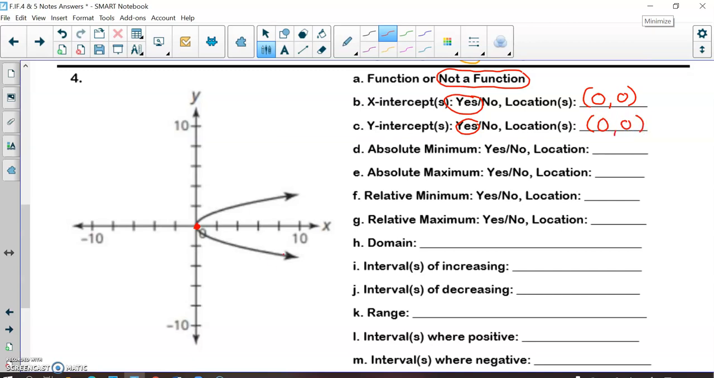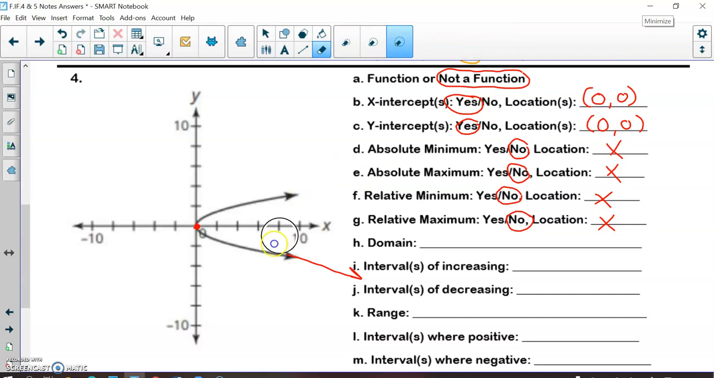Absolute minimum, there is none because this graph is going to get wider and wider and wider, up and up and up and down and down and down forever. Absolute maximum, there also is none. Relative minimum, there's none. Relative maximum, there's none. There are no peaks or dips in this graph, so that's what we mean by relative maximum and minimum. Now in my domain, I start at 0, and that includes 0, so I'm going to use a bracket, and it goes all the way to the right, towards positive infinity.